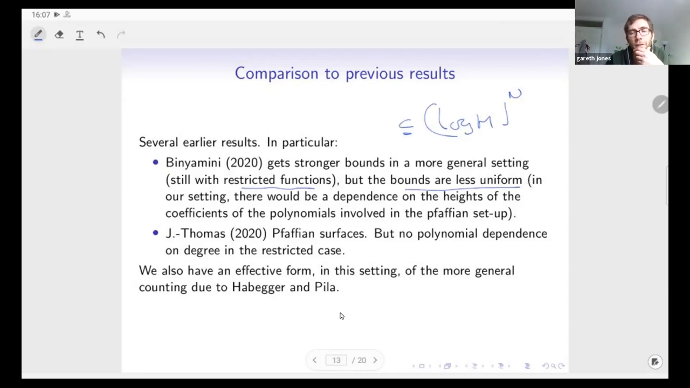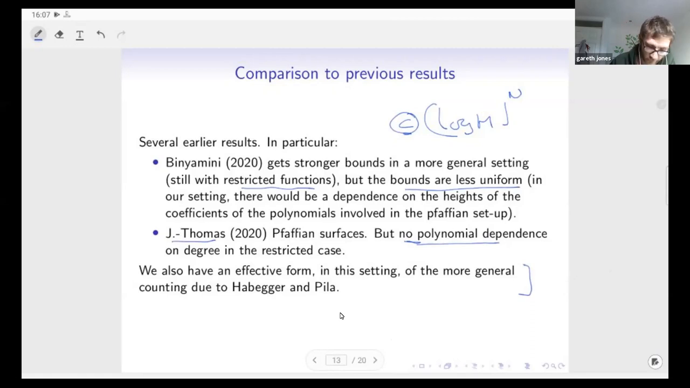In our setting, the Pfaffian functions, all the P_ijs, would have to have algebraic coefficients, and the constant here would depend on the height of those coefficients. So it's not as uniform. And Margaret Thomas and I had proved a similar result for Pfaffian surfaces. So our result wasn't quite as neat. You needed a definition of a certain form. And in our result, there was no polynomial dependence. And for those who know the more complicated forms of Pila-Wilkie, like the general form due to Habegger and Pila, I won't talk about that.